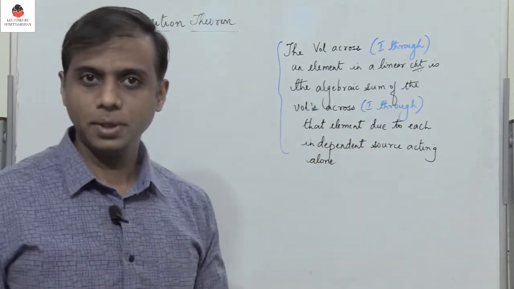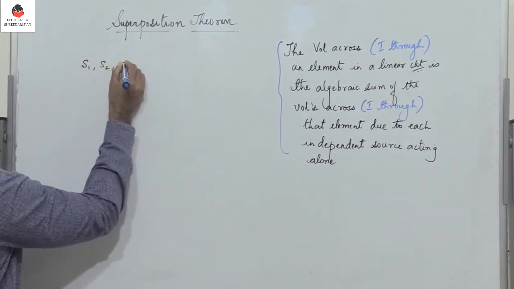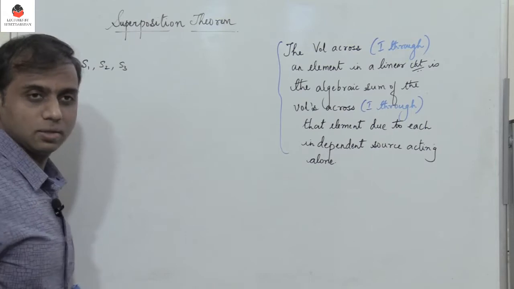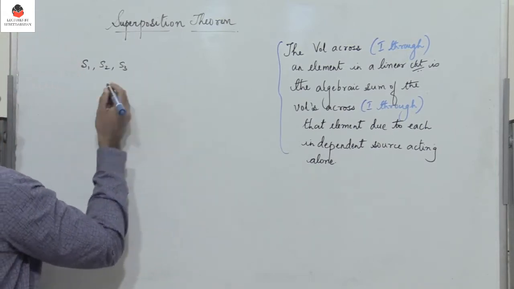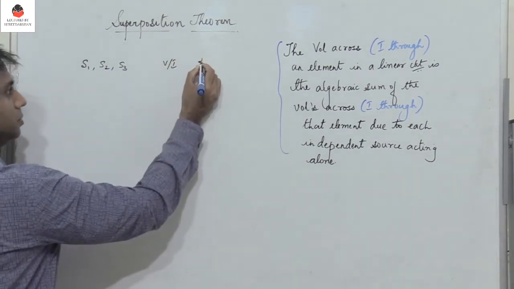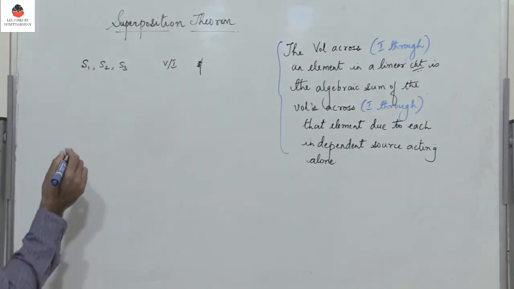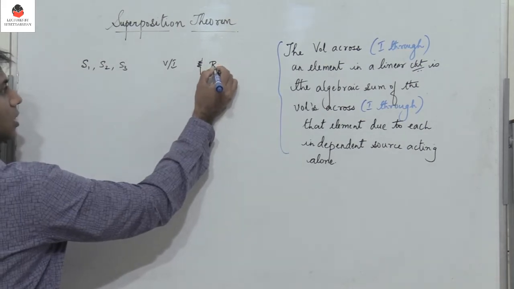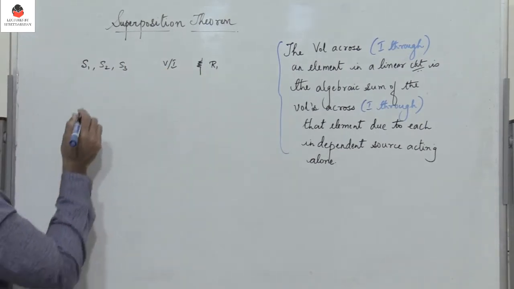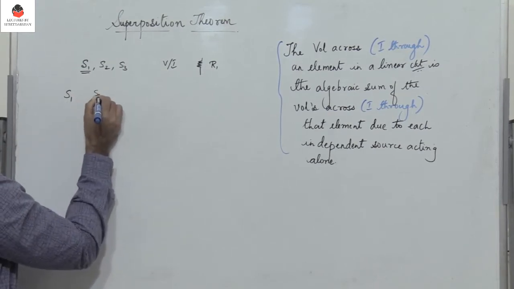Now, what does this mean? Let's assume that there are three sources S1, S2, S3 in the given circuit. These sources can be voltage sources or current sources, and I need to find, let's say, the voltage or current through an element. Let's assume that it's a resistor, so let me call this R1. To find the voltage or current through R1, first consider S1. So we consider S1 and we neglect S2 and S3.